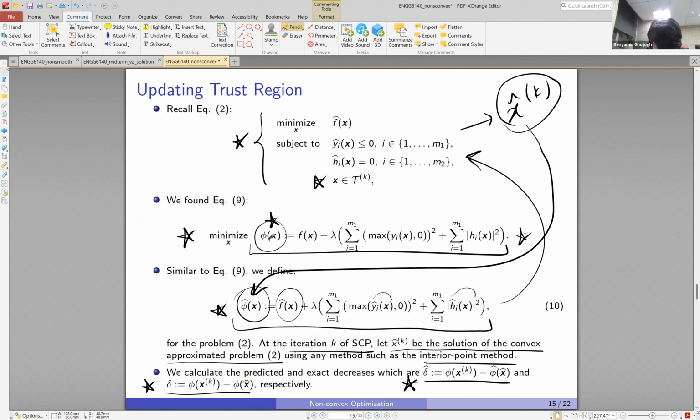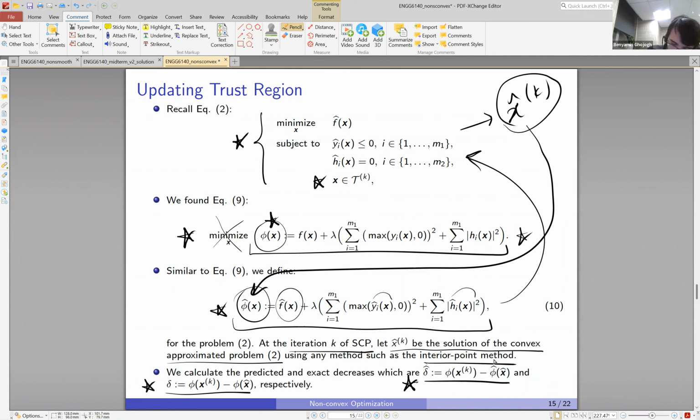We have phi of x defined here. This is a function, just ignore this minimization for now. We also have phi hat of x defined here. This is another function. These are the Taylor series expansion approximations, or other methods of approximation, of these yi, hi, and f here.